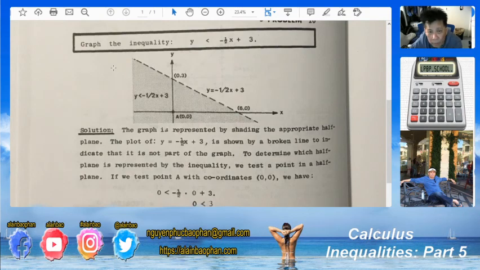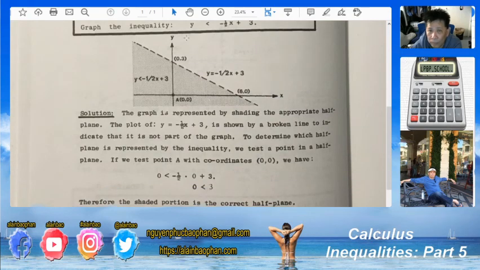So that's why we draw the straight line dotted. That means the straight line is not included. When you shade it like this, that's the solution. Okay, we're done with this problem, so let's go to the next one.